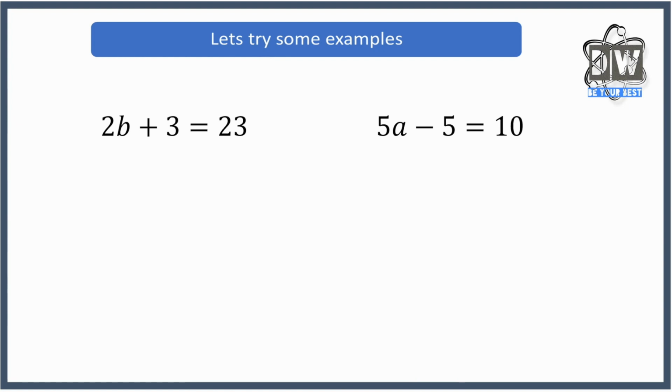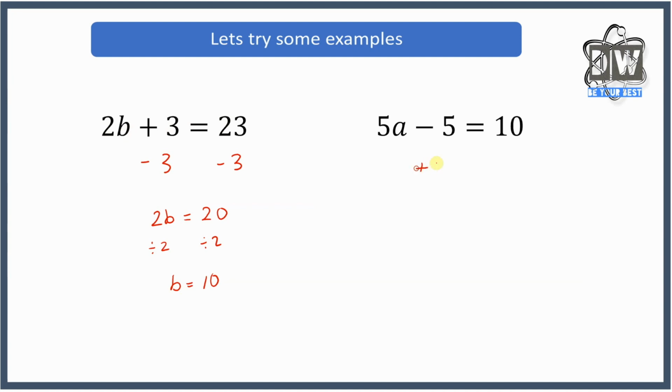Okie dokie, first up we've got the minusing 3 from both sides. So I've got 2b equals 20. Then divide by 2, we end up with b equaling 10. 2 times 10 equals 20, plus 3 gives 23, so we know we're correct.